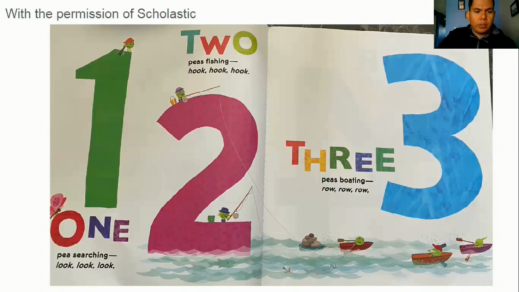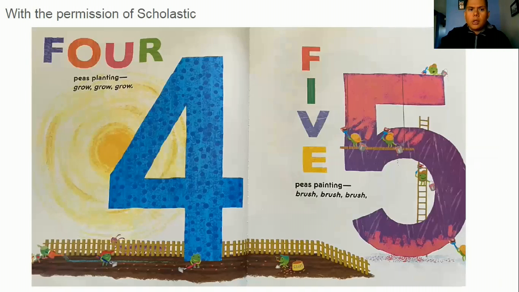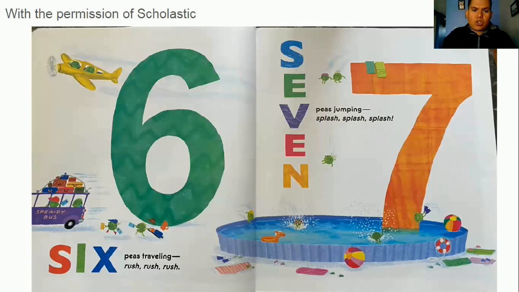1 piece searching. Look, look, look. 2 piece fishing. Hook, hook, hook. 3 piece boating. Row, row, row. 4 piece planting. Grow, grow, grow. 5 piece painting. Brush, brush, brush. 6 piece traveling. Rush, rush, rush.